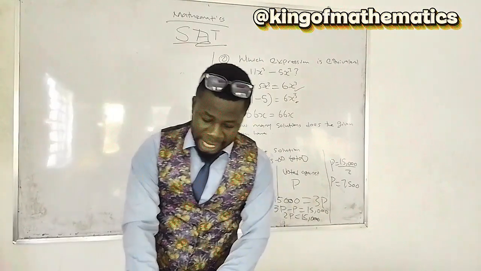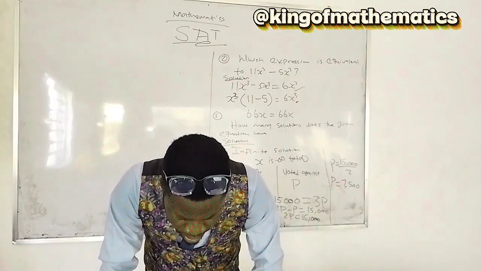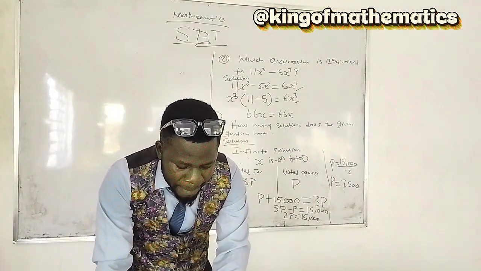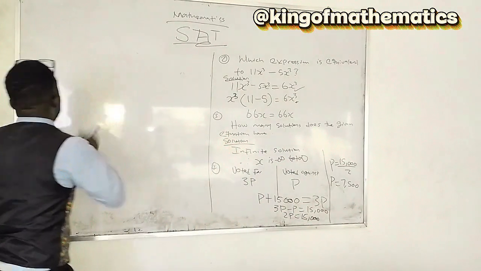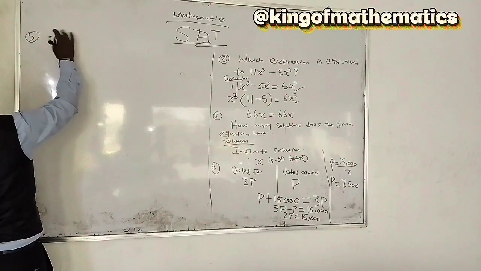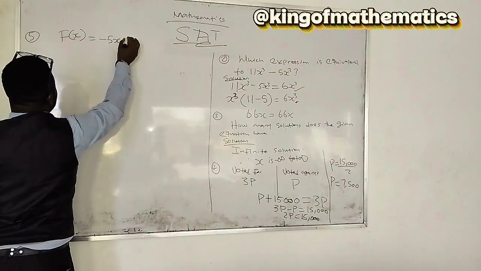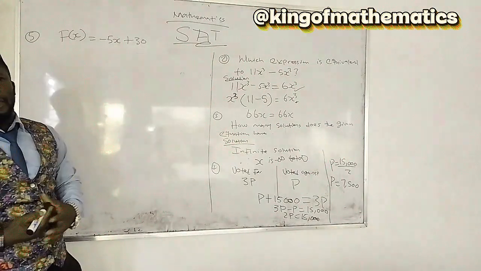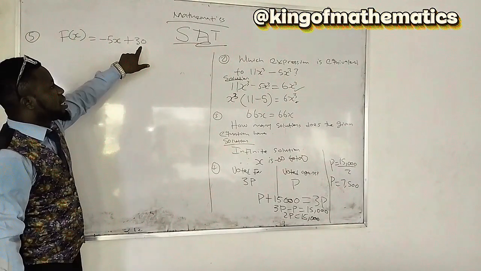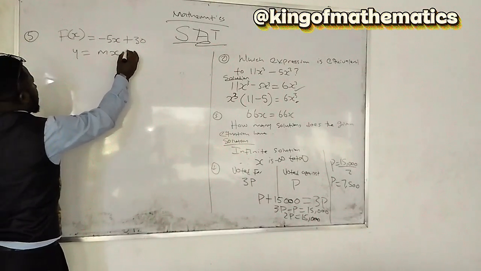Question 5. It says that Caleb used juice to make popsicles. The function f of x equals minus 5x plus 10. Under our rectangular coordinates, you should know that when you have functions like this one, y is always written in terms of mx plus c.